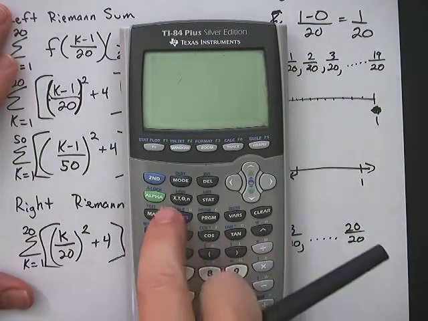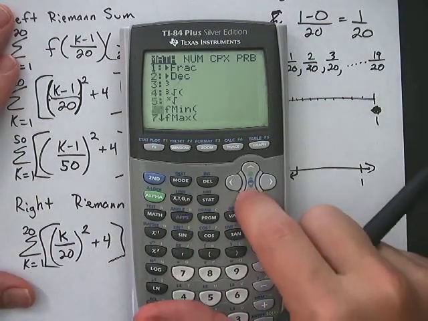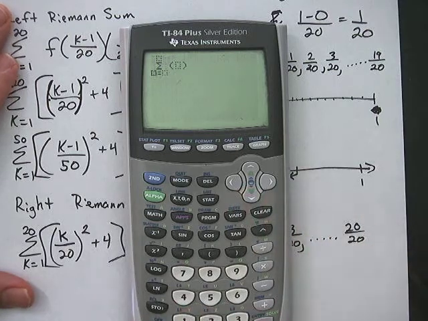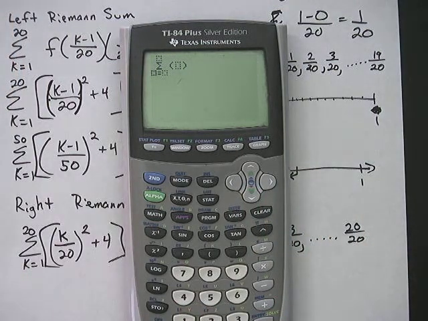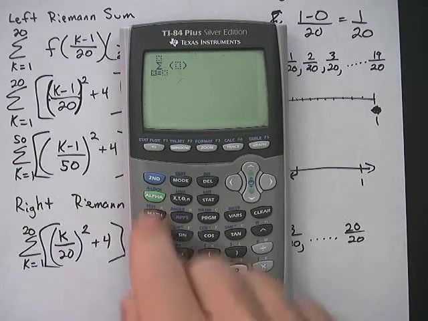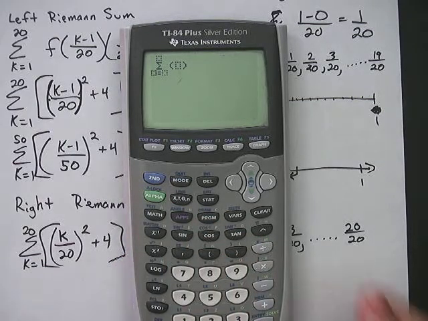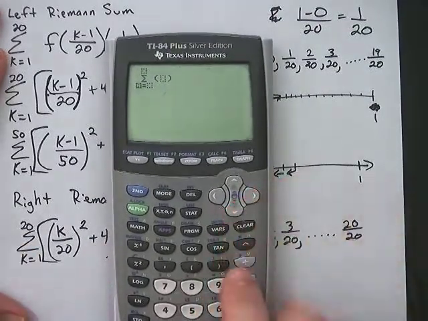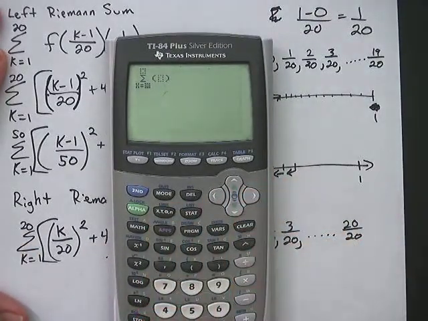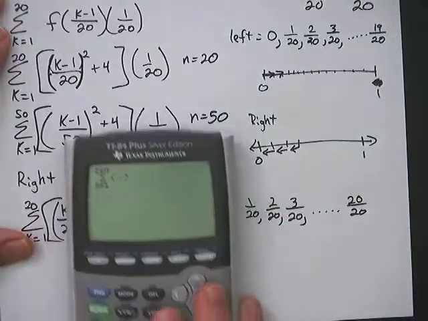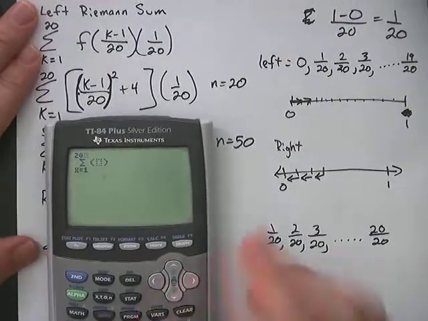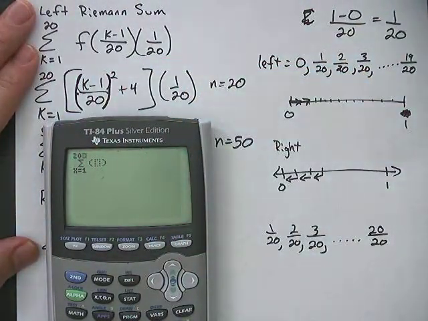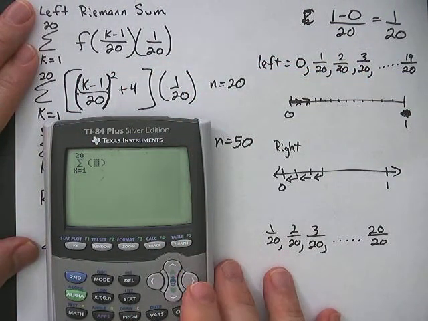Given that, we can hit math and go down to where it says summation, and it pops up and allows me to type in this stuff. I'm going to use x instead of k. You can use k, but I get tired of hitting the alpha button every time I want to type in a variable, so I just use x instead of k. It'll give me the same result. So x, I start at 1 and go to 20, and I'm doing this first one right there.